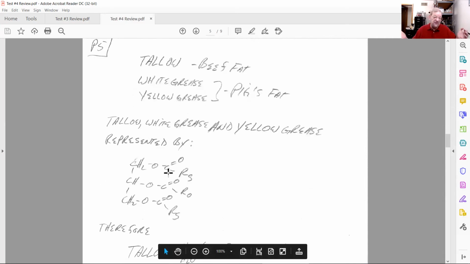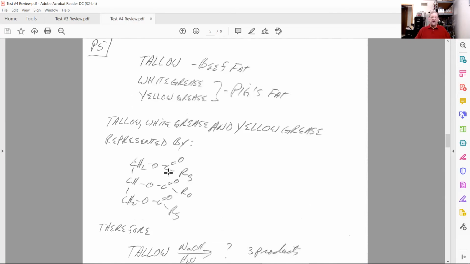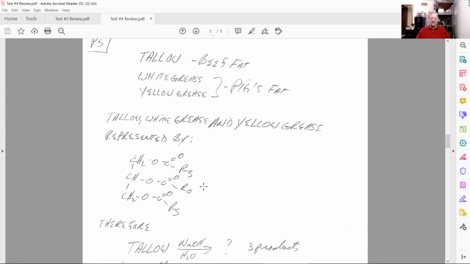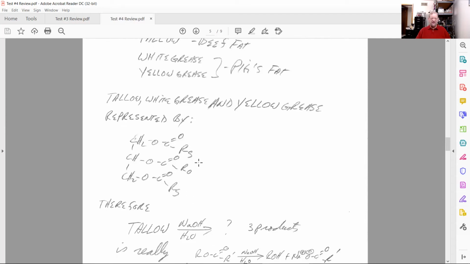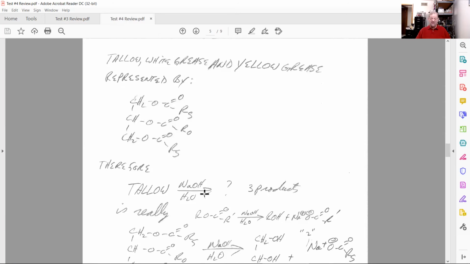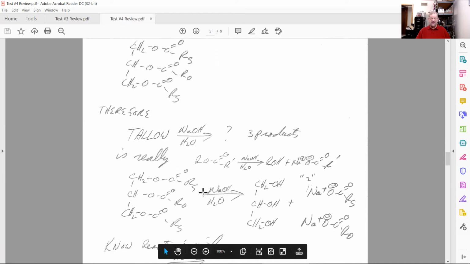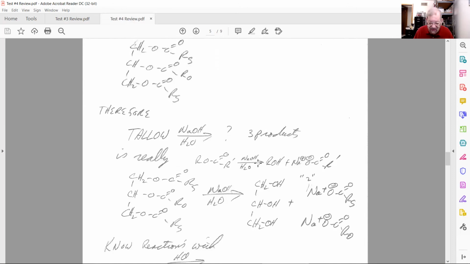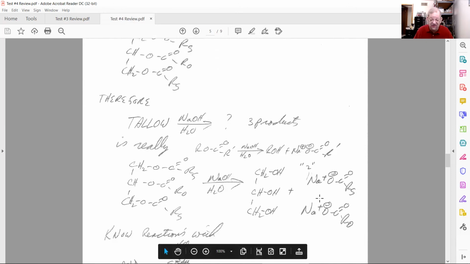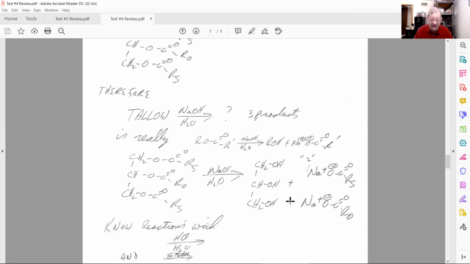I'm going through this fast because we just went through it on the test, but you should know tallow is beef fat, white grease, yellow grease, pig's fat, and my designation for white grease, yellow grease, and tallow is this triglyceride, R sub S, R sub O, R sub S. Therefore, if I were to write tallow, sodium hydroxide and water, what I'm really asking is this triglyceride, sodium hydroxide and water, each ester will give you the alcohol and the carboxylate anion of the carboxylic acid used to make that ester. And you get glycerin and sodium stearate and sodium oleate.